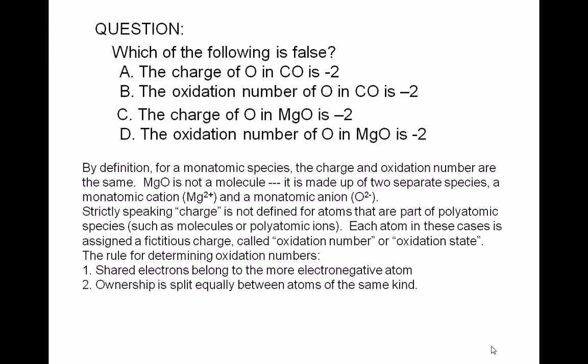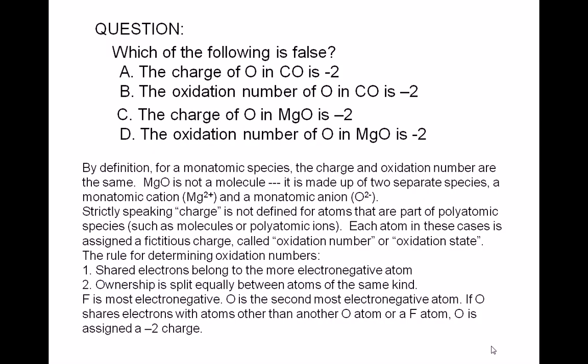Fluorine is the most electronegative atom, followed by oxygen. Therefore, if an oxygen atom shares electrons with atoms besides oxygen or fluorine, the oxygen atom ends up being assigned ownership of all shared electrons. As a result, oxygen gets assigned an oxidation number of -2. To understand why, continue watching, but you must already know about how atoms share electrons to appreciate the explanation.